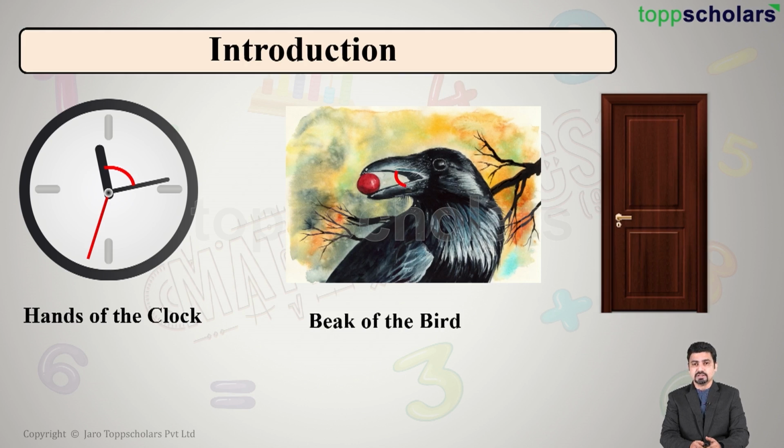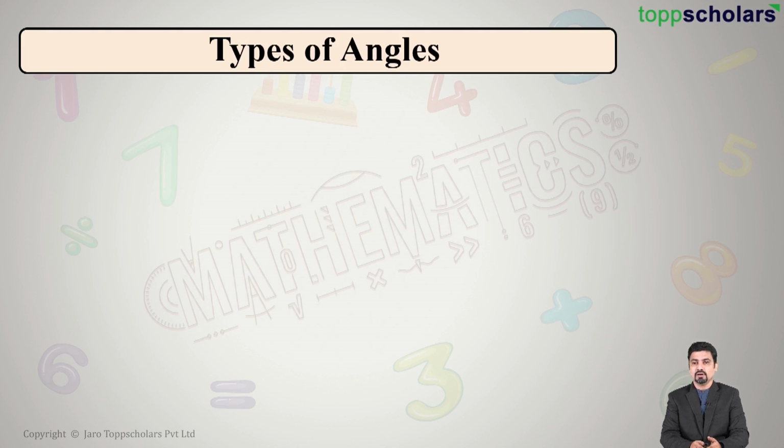In the third picture, the door. If we look at the corners of the door, there is an angle between the horizontal top surface and the vertical adjacent surface. So in all the three figures, which are very common in our daily lives, we can see angles. Now, let us see what the different types of angles are.